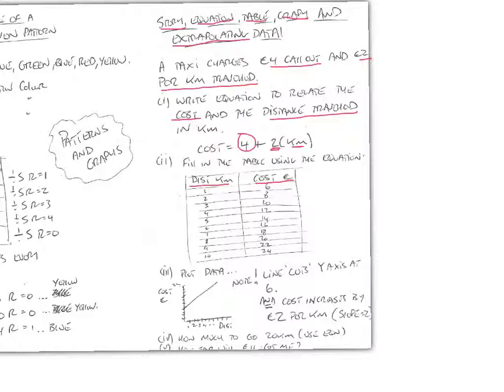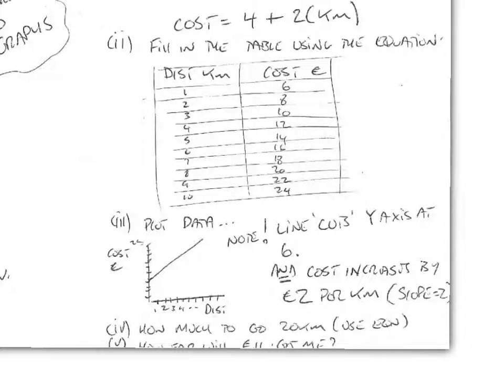So if we build a table of distance in kilometres against cost in euros, then we can see that 1 kilometre travelled will be 4 plus 2 times 1, and it gives us 6. And 2 kilometres travelled will be 4 plus 2 times 2, which will give us 8, and so on. We plug in the values for distance, multiply that by 2, add it to 4, and that gives us the corresponding costs.